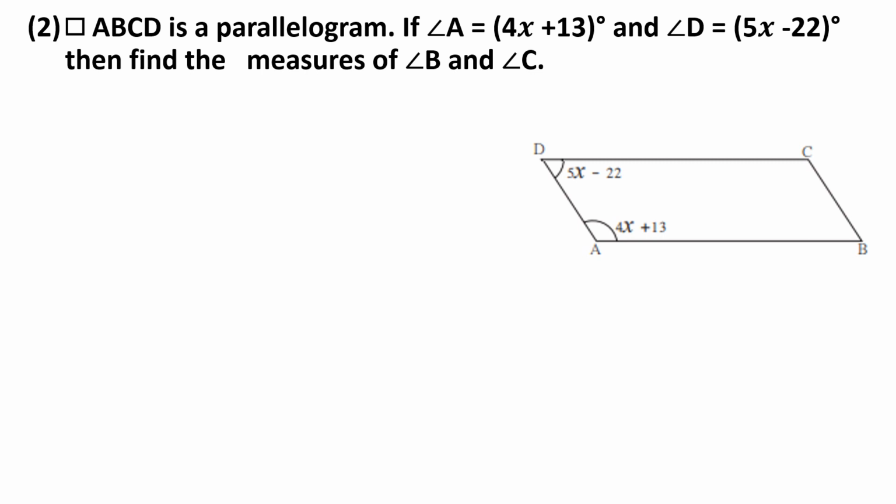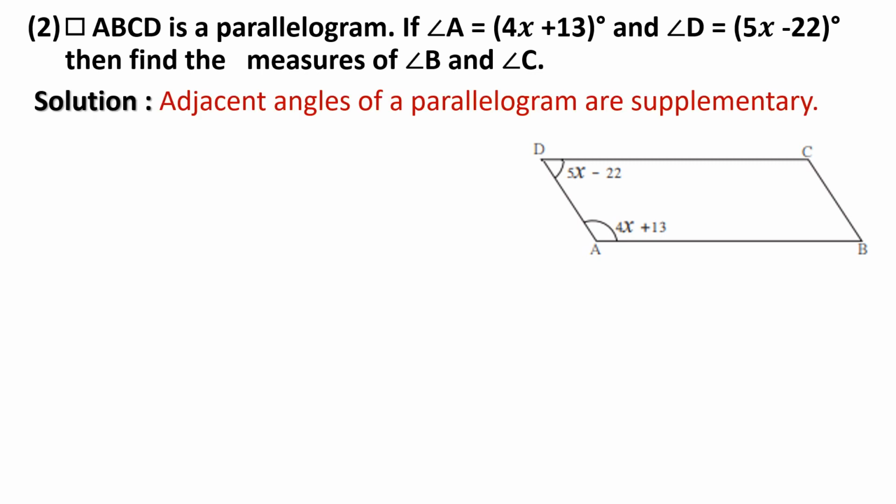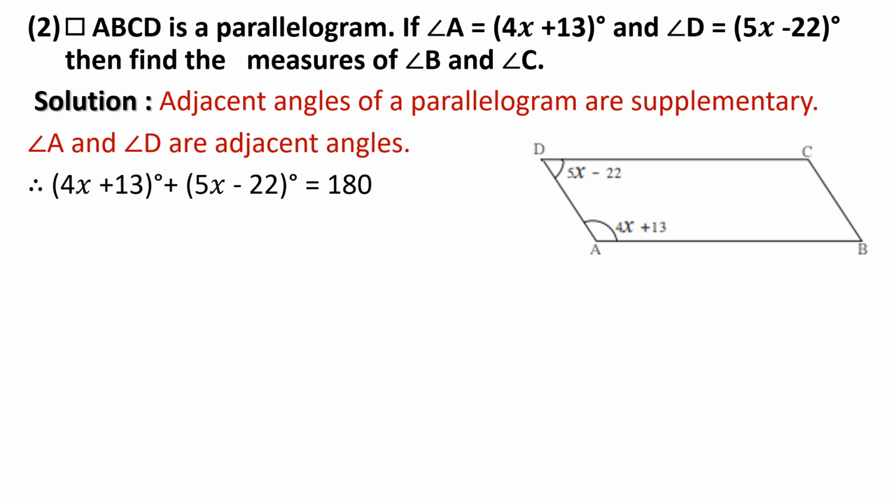So which property we can use here? Adjacent angles of a parallelogram are supplementary. Supplementary means their addition is 180 degree. So angle A plus angle D is equal to 180 degrees. That is 4x plus 13 and 5x minus 22 equal to 180 degrees. So 4x plus 5x is 9x minus 9 is equal to 180 degrees. So x is equal to 21.